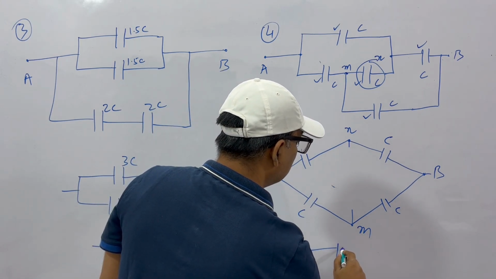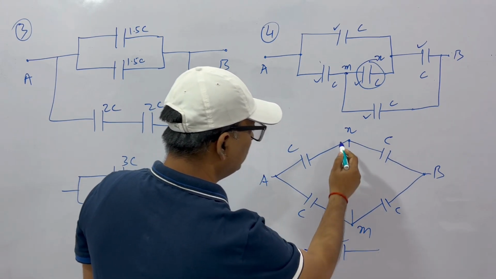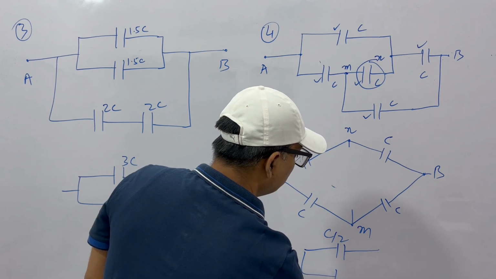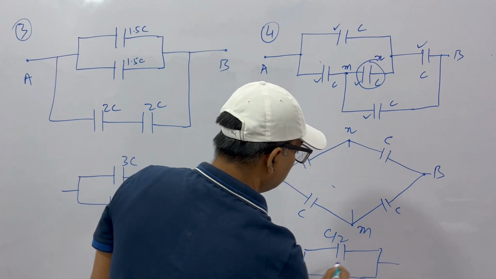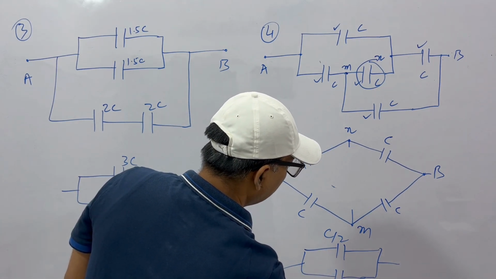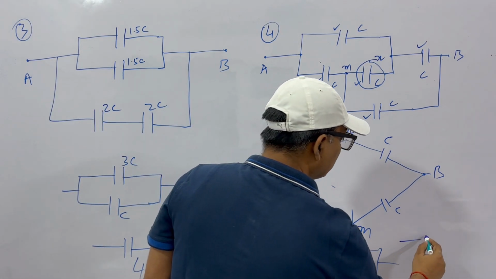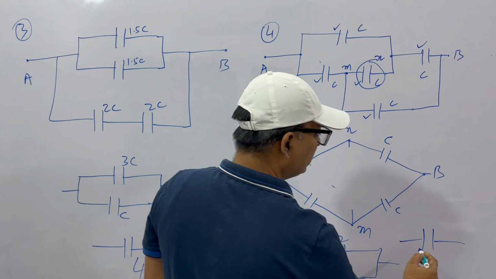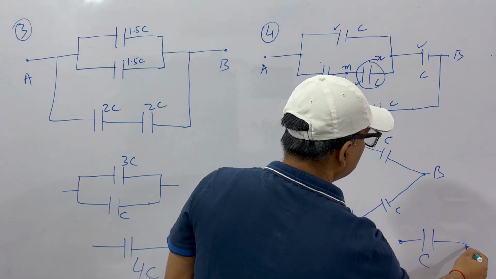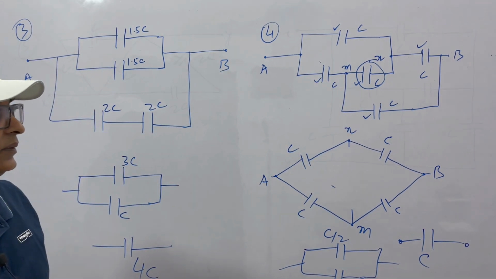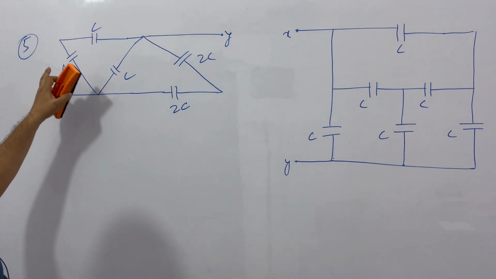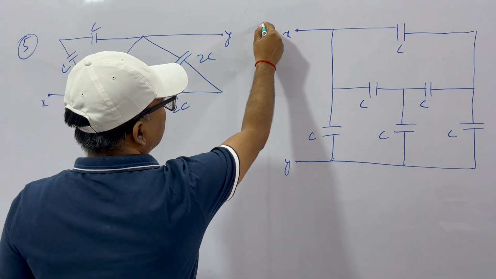So this picture is 1C, that is C by 2, and again here also C by 2. So this is now like this, C by 2, C by 2. And now when these two are in parallel, the equivalent circuit will be C by 2 plus C by 2, that is C. So finally what we get? C. Clear? So now this is the fifth question and this is the sixth question.